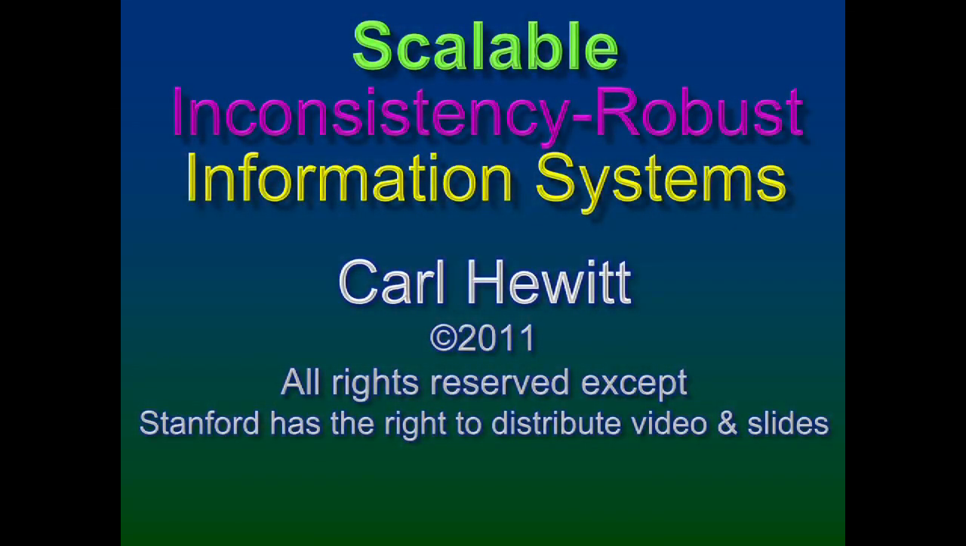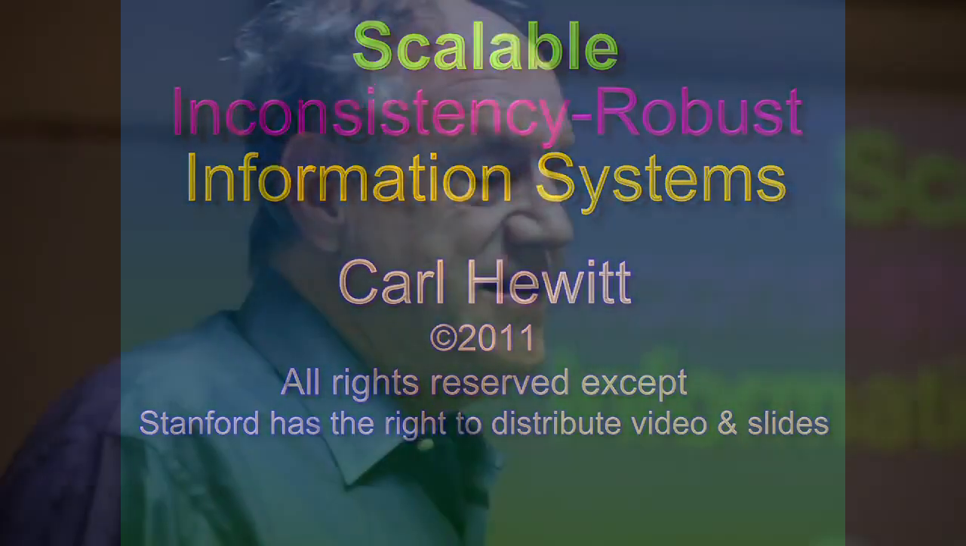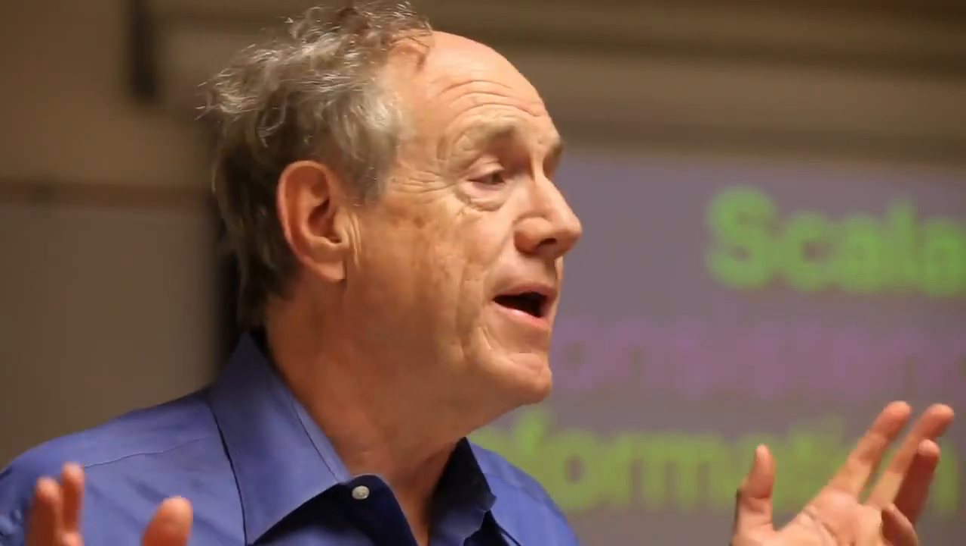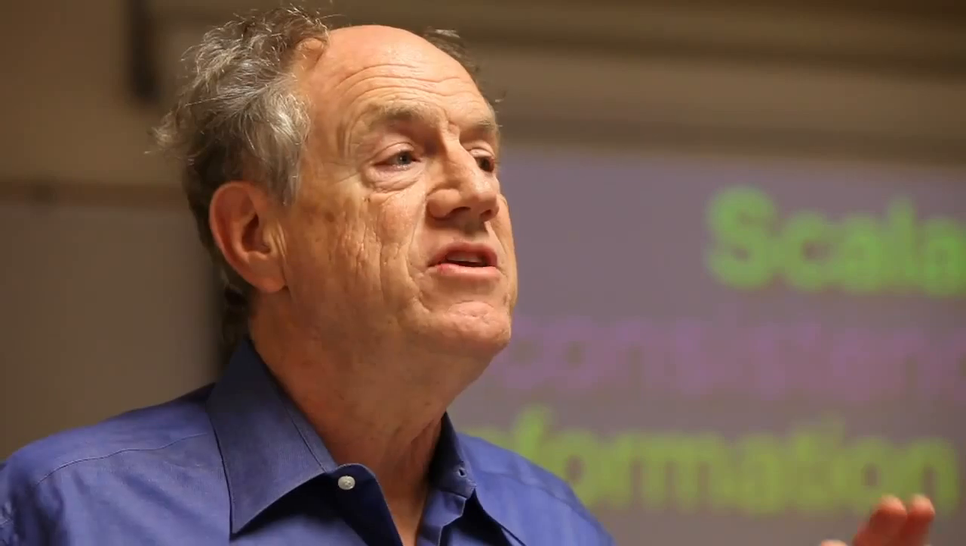So I'd like to talk about scalable, inconsistency-robust information systems. And one of the things here that's new is scalable. And the answer to that is that if the system is sufficiently small, like the kind that we originally started off in mathematics, like Euclid's system or Peano arithmetic, if it's sufficiently small, you can make it consistent.